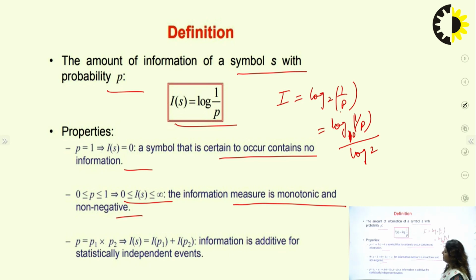So we have P is equivalent to P1 into P2. That's why the information content in two events will be the sum of the information content of the individual events. So I(S) is equivalent to I(P1) plus I(P2). So information is obviously additive for statistically independent events. Whenever there are independent events, the information will be the sum of the individual information content contained in the particular messages.